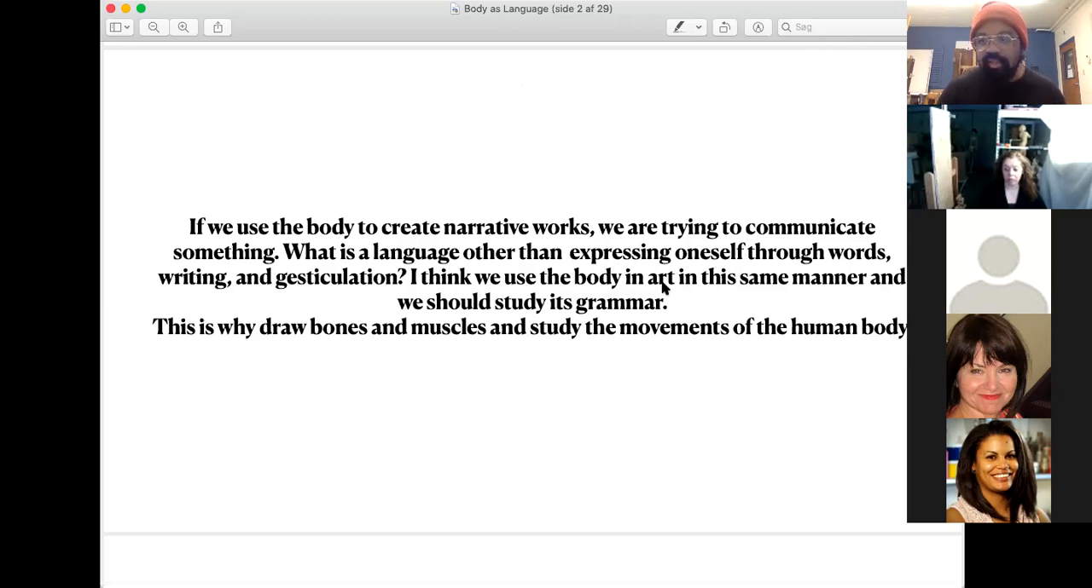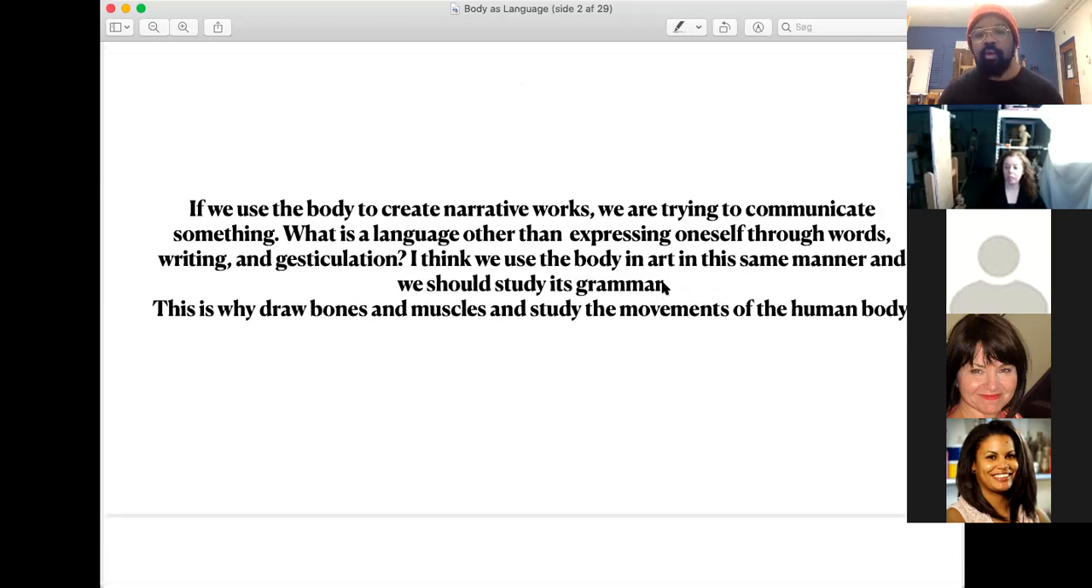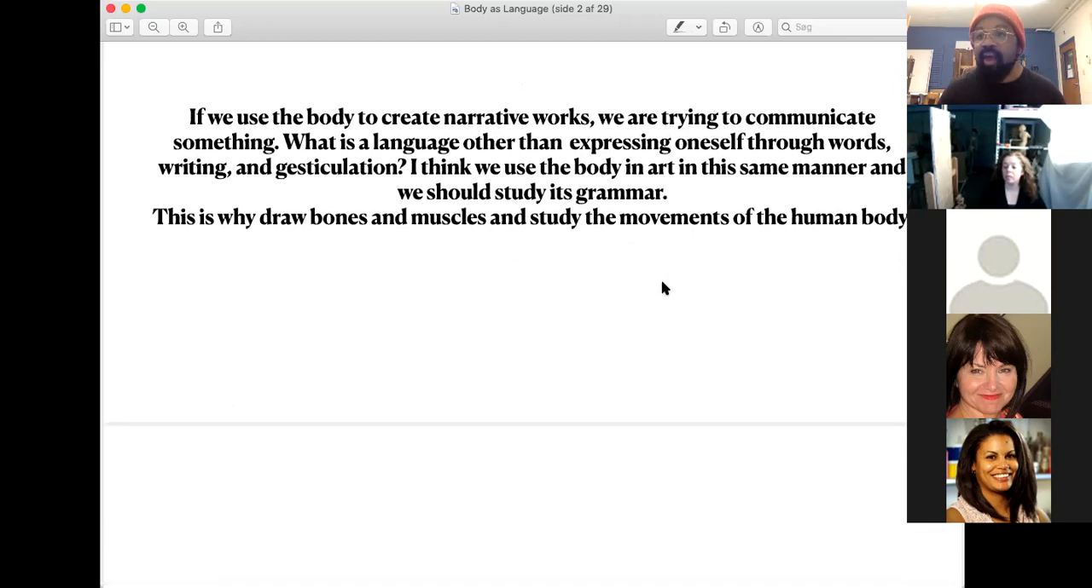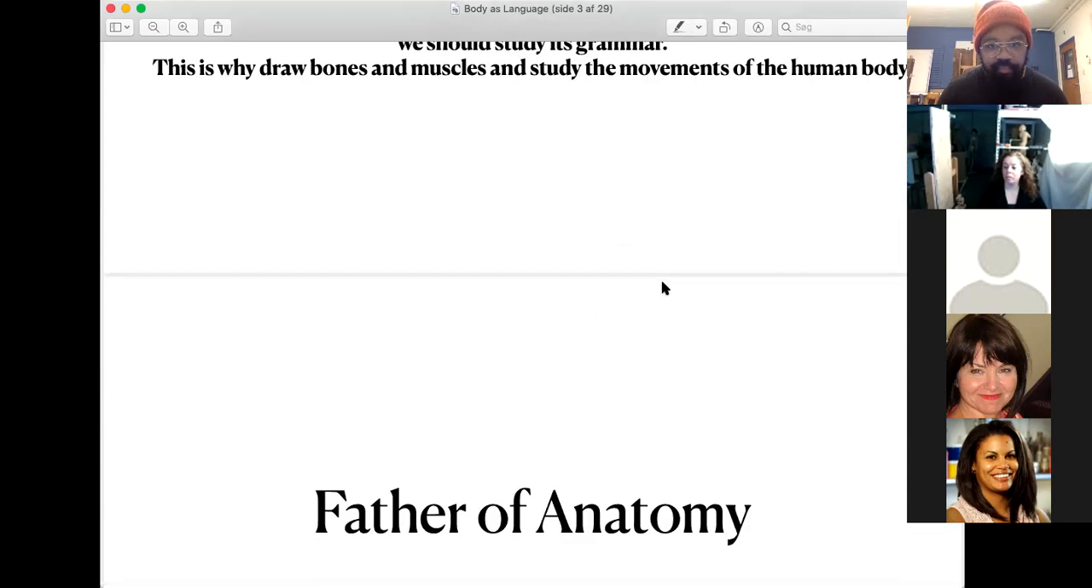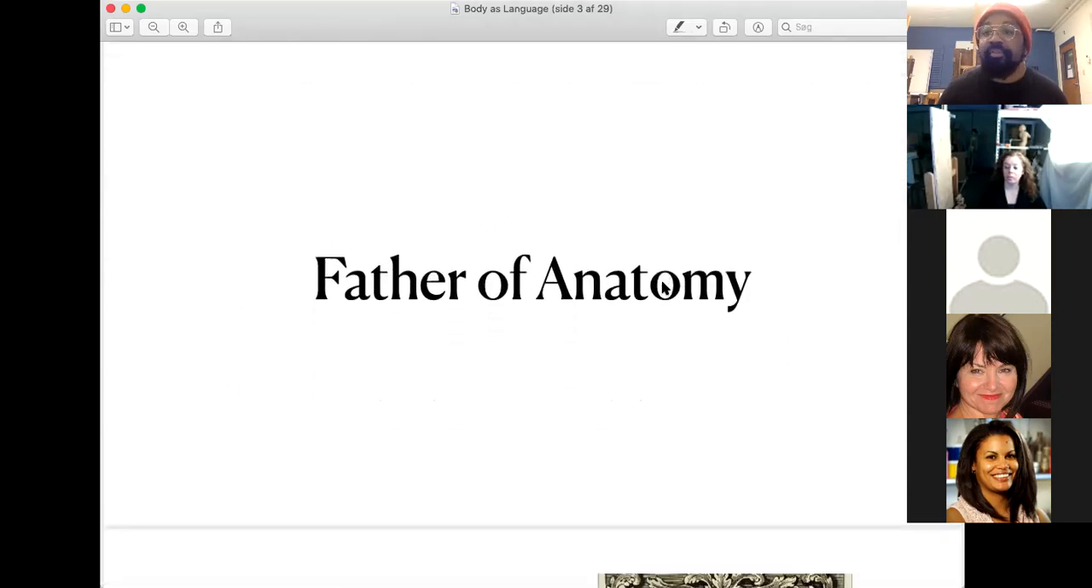And it's a journey. It's a lifelong journey, but it's super beautiful and fun. And I think there are a lot of different avenues to explore anatomy. And I'd like to talk about the father of anatomy himself.